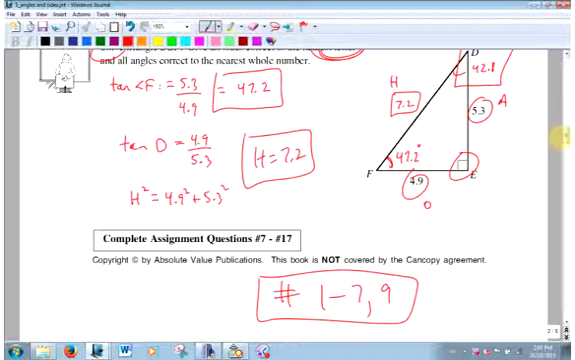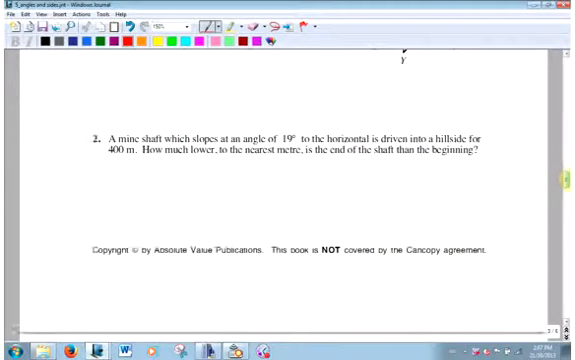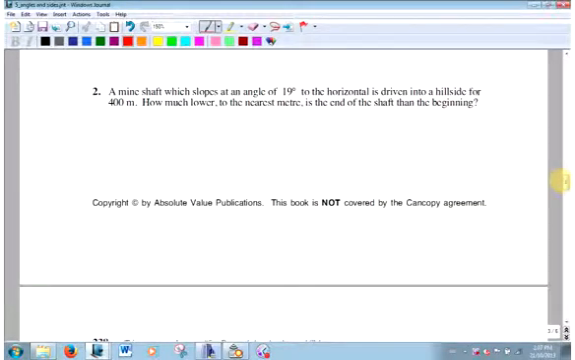I just got to show you something first with number 2, because nobody gets the wording of this question. It's really kind of screwy. Okay, if I was writing a question, I'd make it a little better than this. A mine shaft which slopes at an angle of 19 to the horizontal. If I put that in there, depression, do we remember what that is? That's from the horizontal down, right?